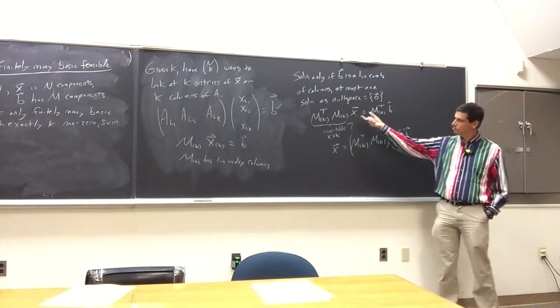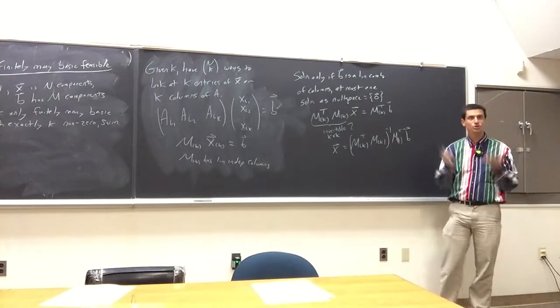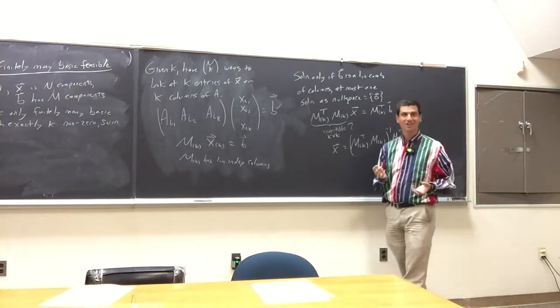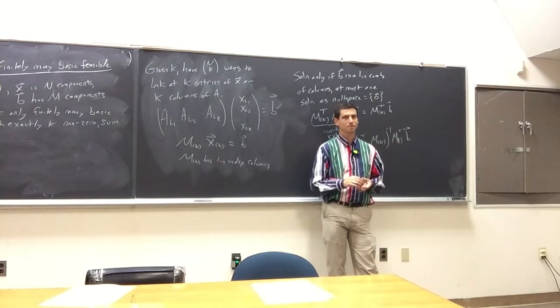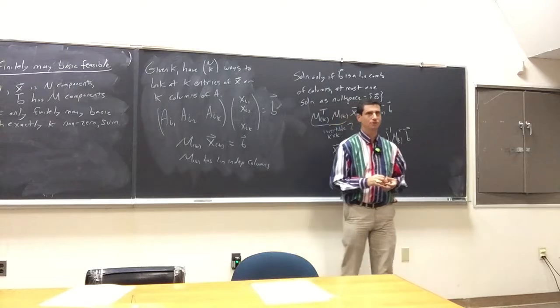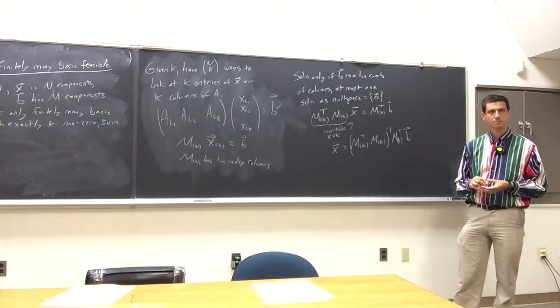So I'm pretty sure this works. I'm pretty sure this is invertible. And this tells you, oh my God, there's always a solution. No matter which choice of k columns you take, as long as they're independent, there'll be a solution. Something seems wrong. What's the problem?